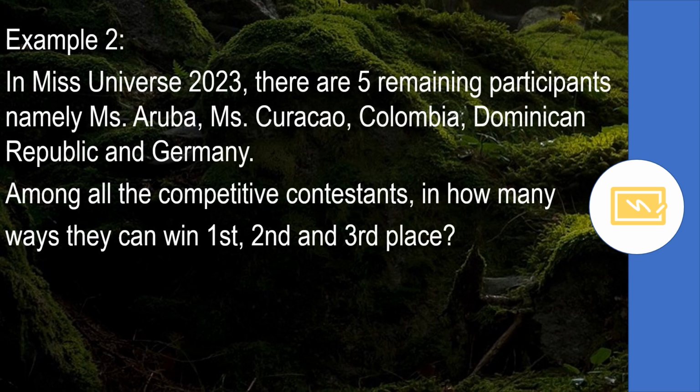Let's have another example. In Miss Universe 2023, there are 5 remaining participants, namely Miss Aruba, Miss Curacao, Miss Colombia, Miss Dominican Republic, and Miss Germany. Among all the competitive contestants, in how many ways they can win first, second, and third?